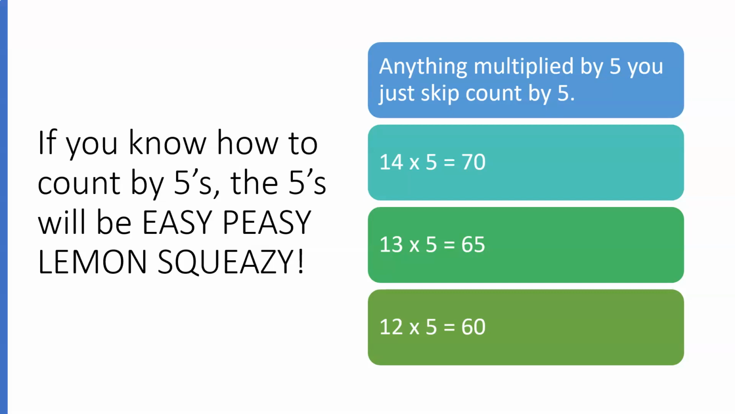If you know how to count by 5s, the 5s will be easy peasy. Anything multiplied by 5, just skip count by 5. Here are some examples. 14 times 5 equals 70. 13 times 5 is 65. 12 times 5 equals 60.